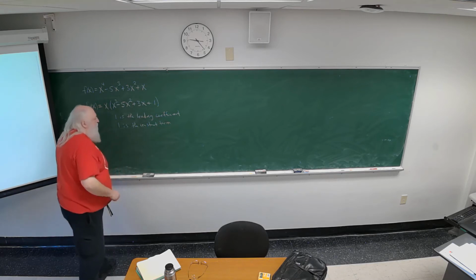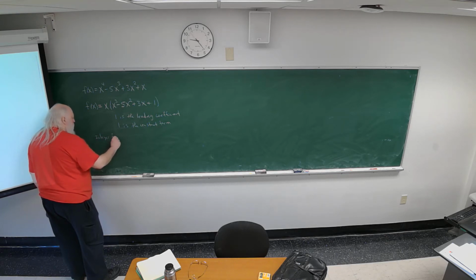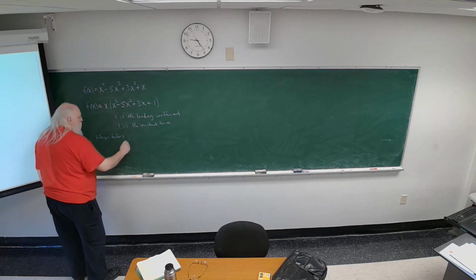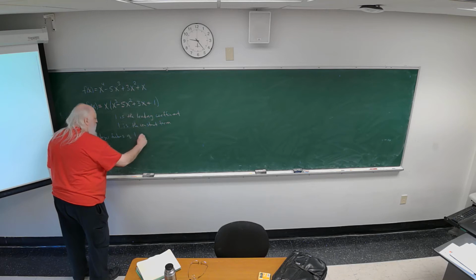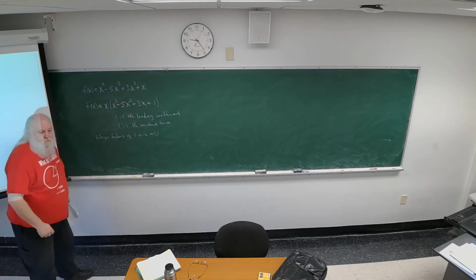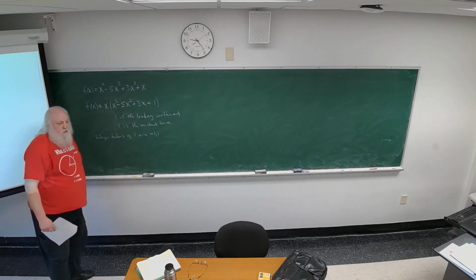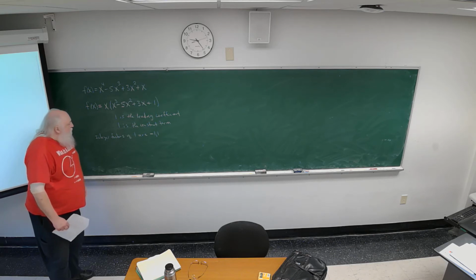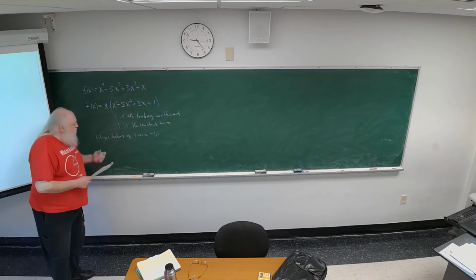And so the integer factors of plus 1 are minus 1 and 1, right? Minus 1 times minus 1 is 1. 1 times 1 is 1. So there are only 2 integer factors for the leading coefficient, and there are only 2 integer factors for the constant term. Right?